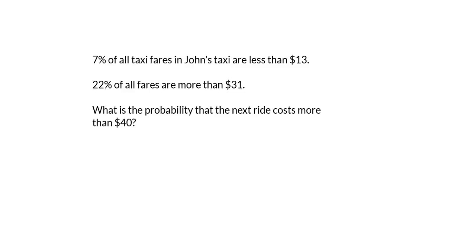You're going to have to use the standard normal to create a set of simultaneous equations, use those to find the mean and the standard deviation, and then the last thing you're going to have to do is use that mean and standard deviation to work out a normal distribution problem to find the probability that x is greater than 40.